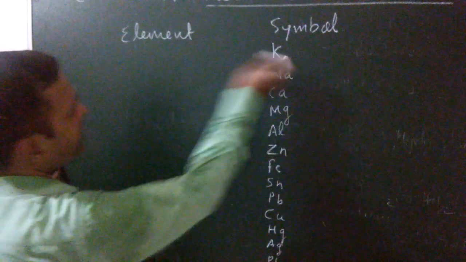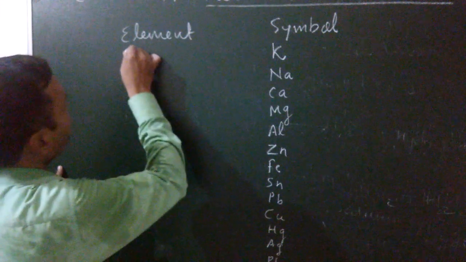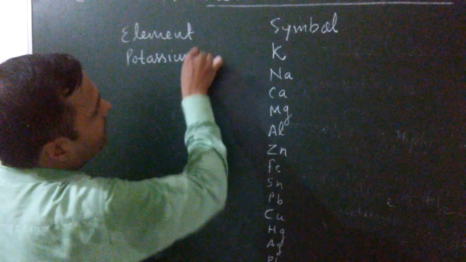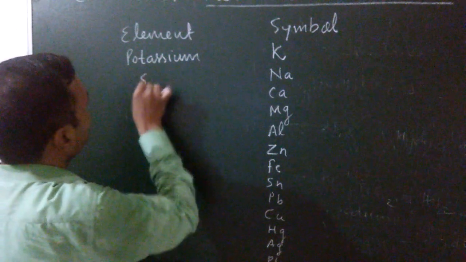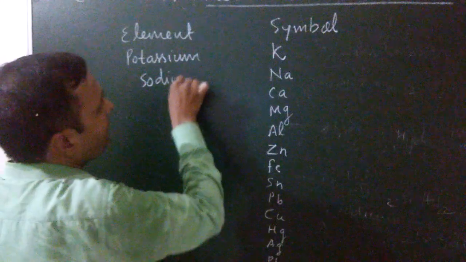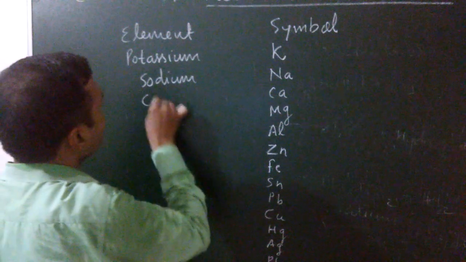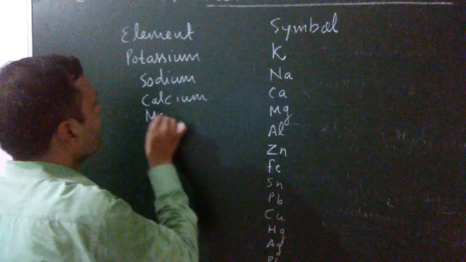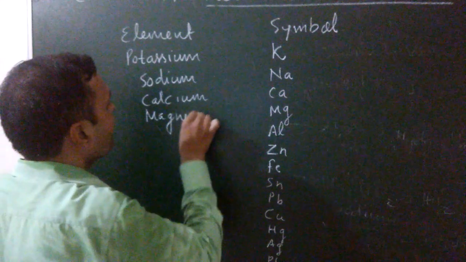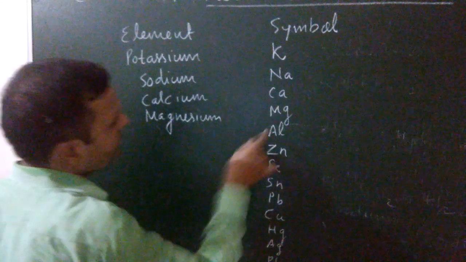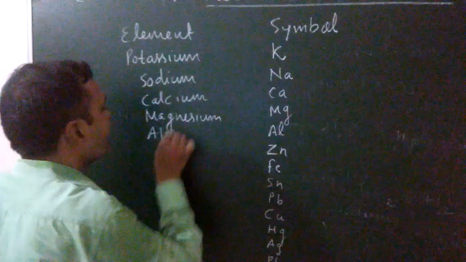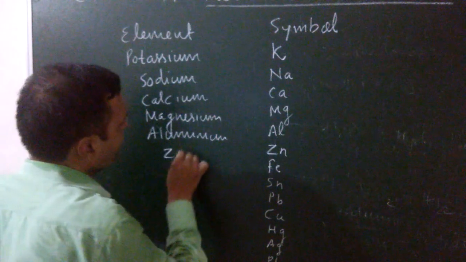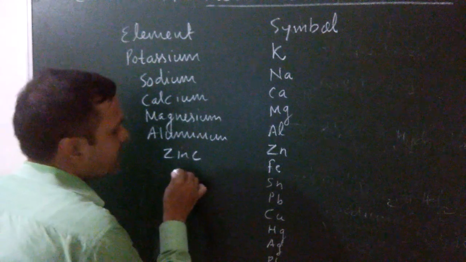The first element, K, represents potassium. Then Na is sodium. Then Ca is calcium. Then Mg is magnesium. Next is Al, aluminium. Then zinc, Zn. Then Fe, that is iron.